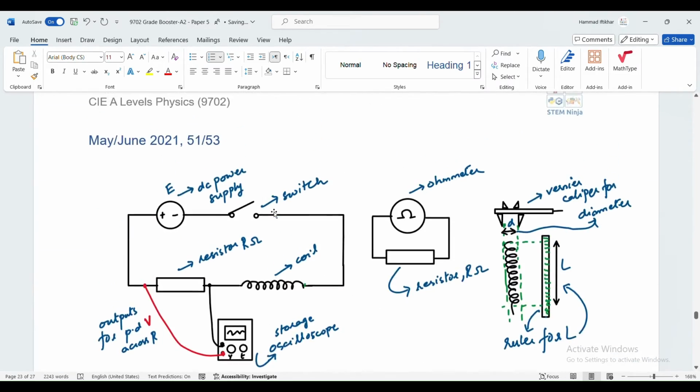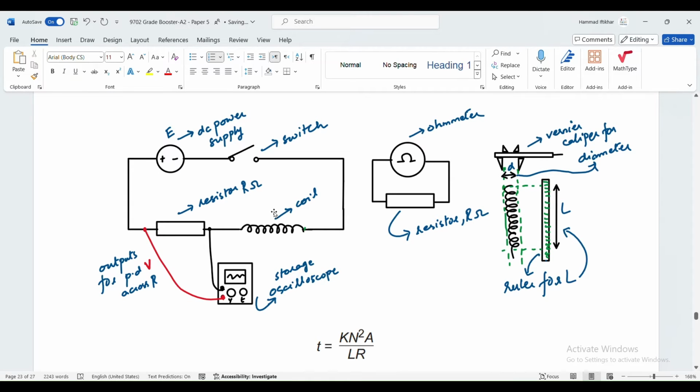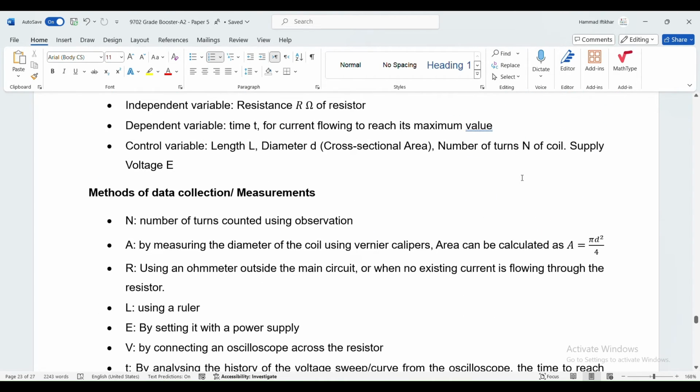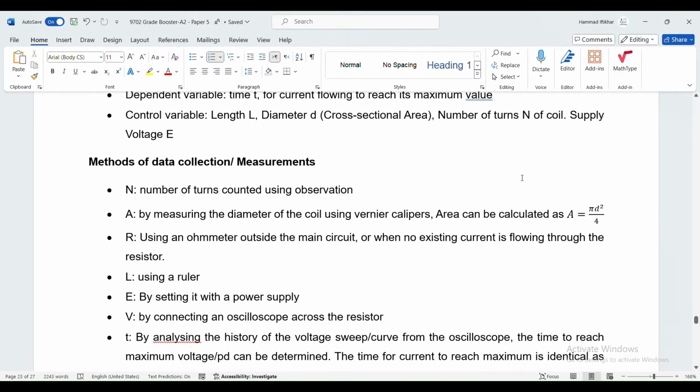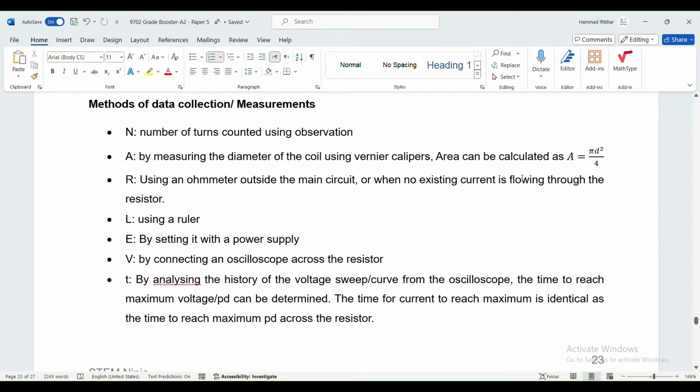Just as a very short recap, we have the power supply, switch, coil, resistor, storage oscilloscope for finding out the time, T, and an ohm meter for measuring the resistance outside of the main circuit. So first you measure the resistor and then plug it into the circuit. We don't have to count the number, length, and diameter again and again. It's just one time. But we do have to describe the process, otherwise it will be incomplete.